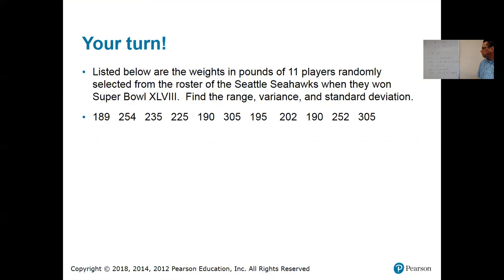All right. So yes, it would be unusual if any of the Seahawks players from Super Bowl 48 weighed less than 143.3 or more than 318.9. Okay. That would be considered unusual.